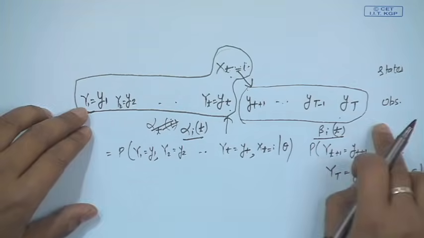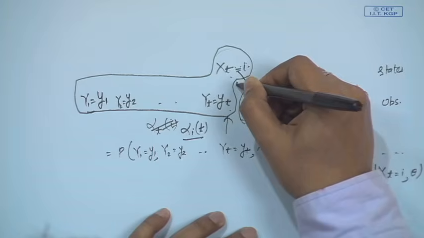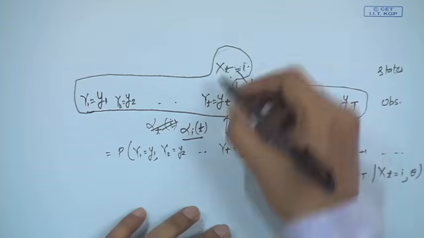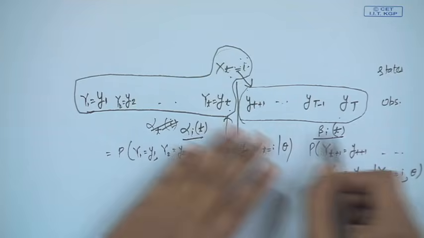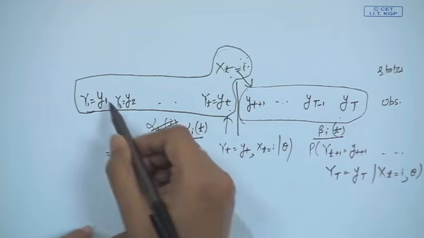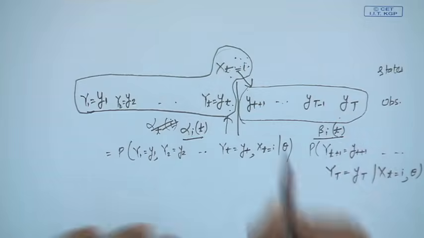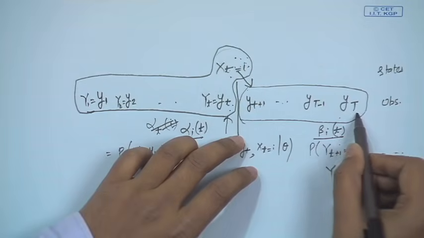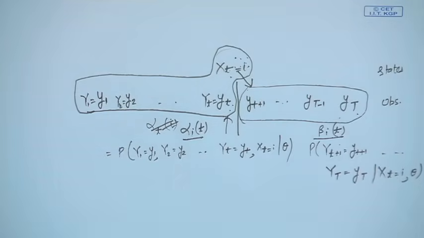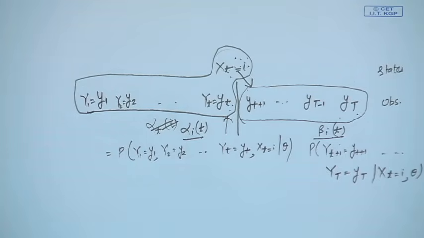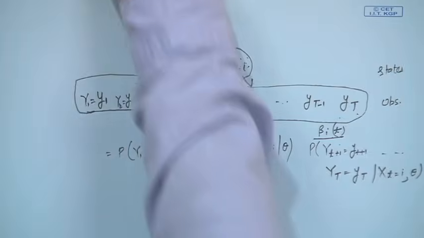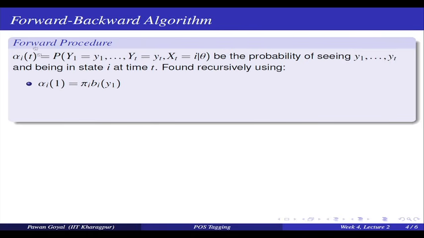So I have this sequence, I divide it into two parts for a given t. For this state, I have the forward probability alpha_i(t) and a backward probability beta_i(t). Alpha_i(t) is this particular sequence and the state; beta_i(t) is the ending sequence given this state, the previous state x_t equal to i. Okay? So this is my alpha_i(t).